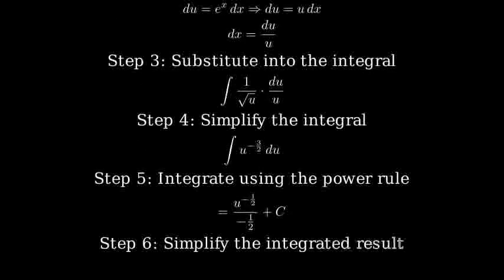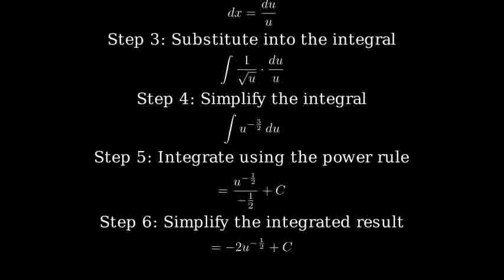Step 7. Substitute back. Remember, u is defined as e to the x. Substituting u back in, we have negative 2 times e to the power of x to the negative 1/2 plus c, which simplifies to negative 2 times 1 over the square root of e to the x plus c. This is our final answer.